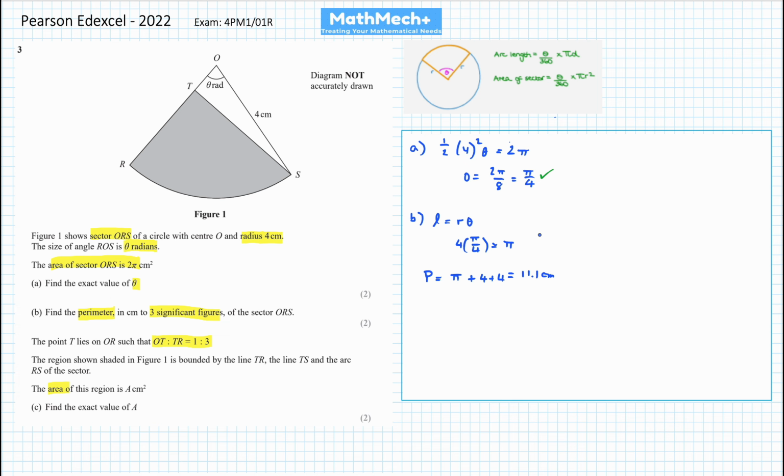Okay, right. Next part, more expansive. The point T lies on OR, and we have a ratio of OT compared to TR of 1 to 3. So TR is 3 and OT is 1 within that ratio. From there we can do a bit more. We have the value of theta as well, our angle, which is pi over 4.